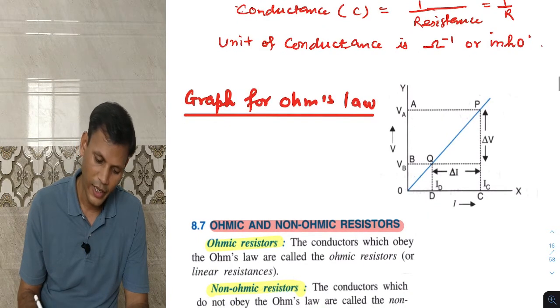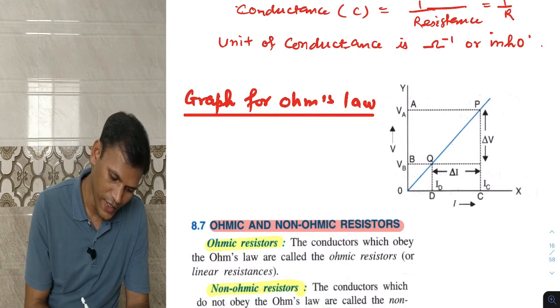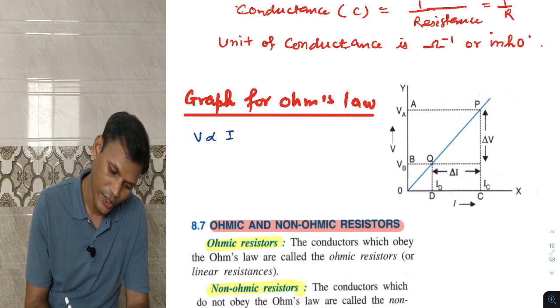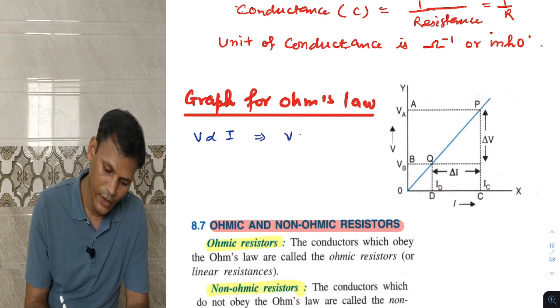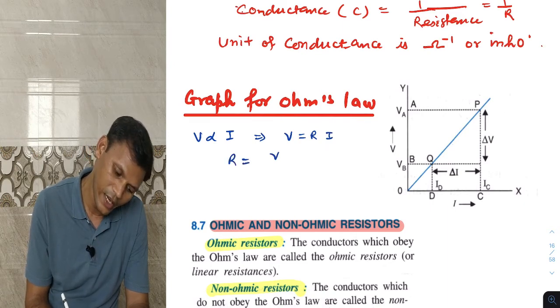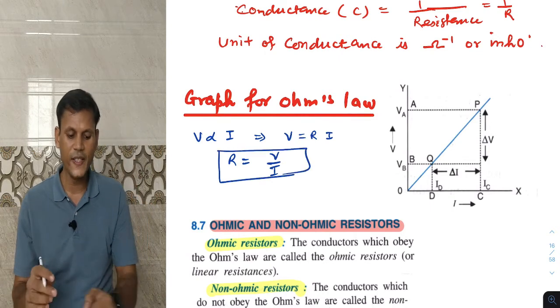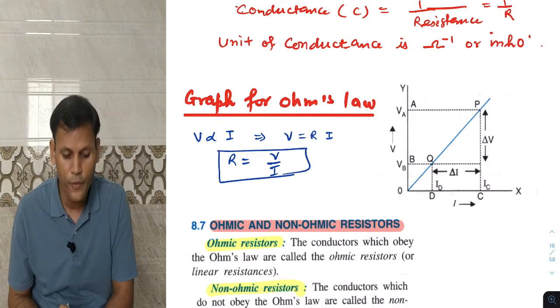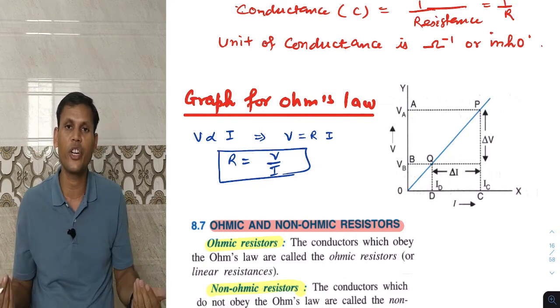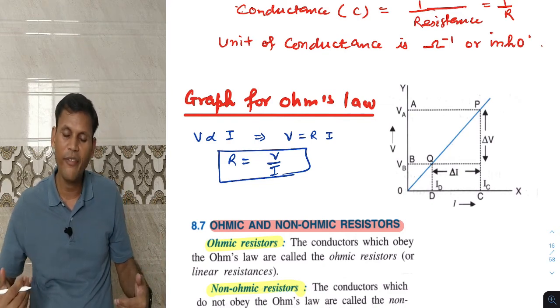Graph of Ohm's law. As we have mentioned, what is Ohm's law? It is V is directly proportional to I. So V is equal to RI, and R will be V by I. Three things I have to mention. First of all, Ohm's law: V is equal to IR, and we know V is proportional to I, so R will be V by I.